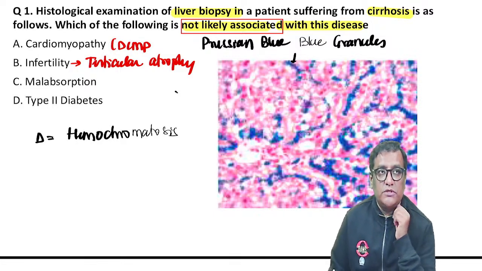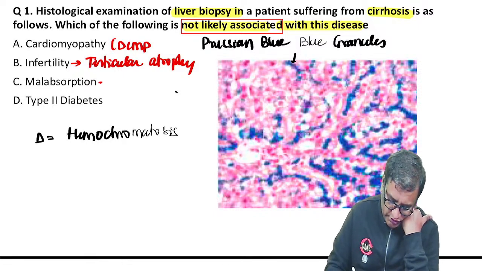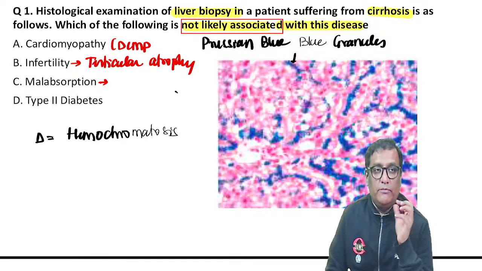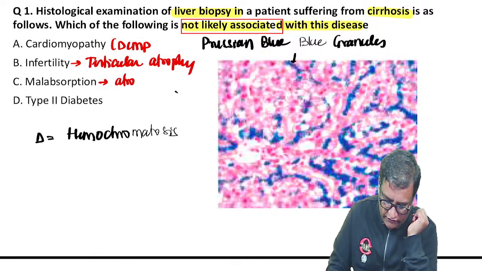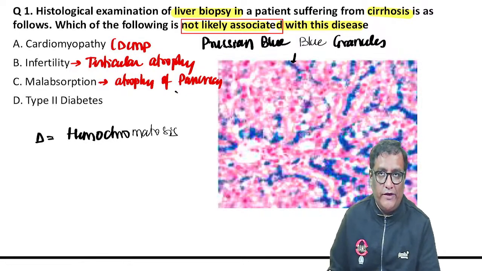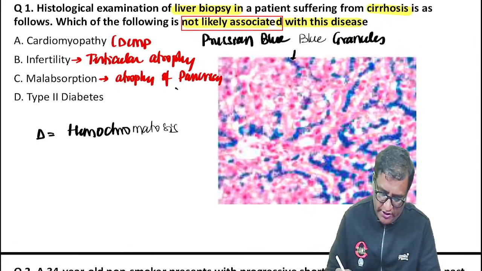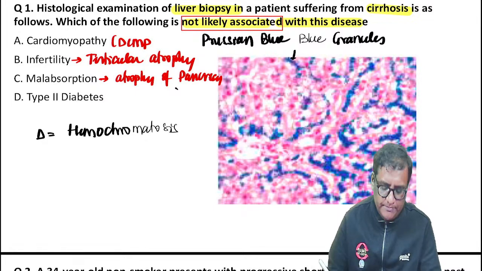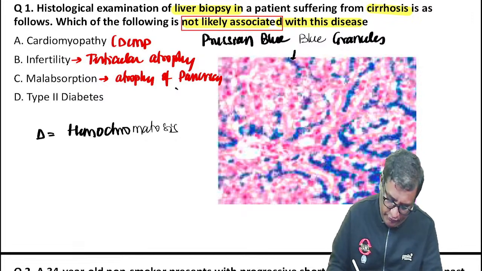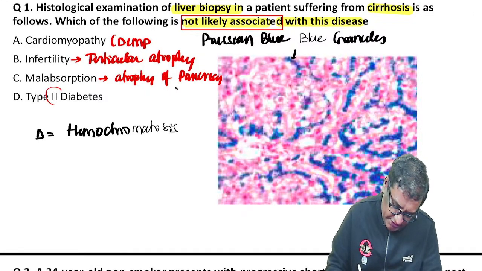Next, malabsorption syndrome is also associated. Why malabsorption syndrome? Because there will be pancreatic atrophy. Both exocrine and endocrine pancreas will undergo atrophy, and that is why there will be malabsorption also happening. Exocrine atrophy causes malabsorption. Endocrine atrophy causes type 1 diabetes, and the option given to us is type 2 diabetes. This is false, and that is the correct answer.